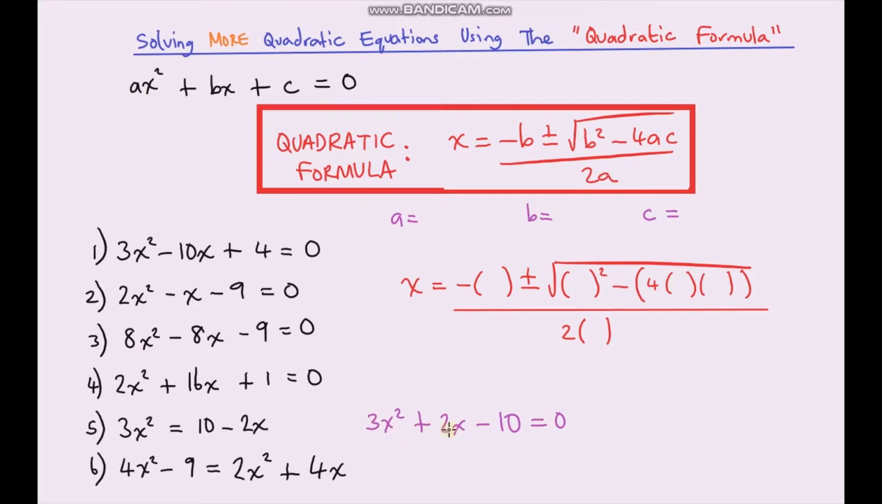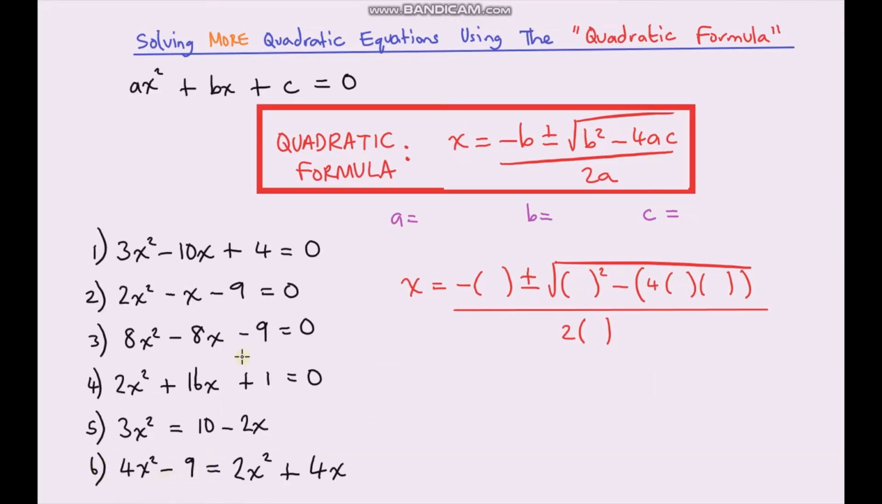Now we can identify our values for a, b and c. So a is going to be 3, b is going to be 2, and c is going to be negative 10. And let's pop these into this equation. So we're going to have b here, which is 2. We've got 2 here as well, and then it's 4 times a, which is 3, times c, which is negative 10, and then 2 times a, which is 3 in our denominator. And our solutions are x equals 1.52, and our other solution is x equals negative 2.19. Okay, last one. Have a go at this one here.